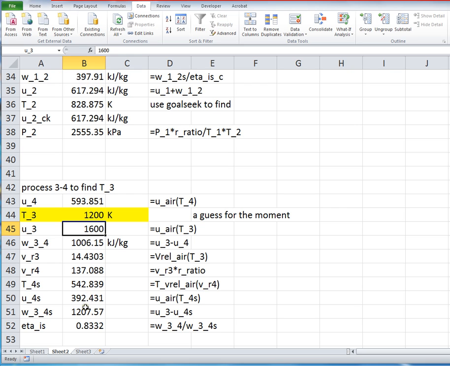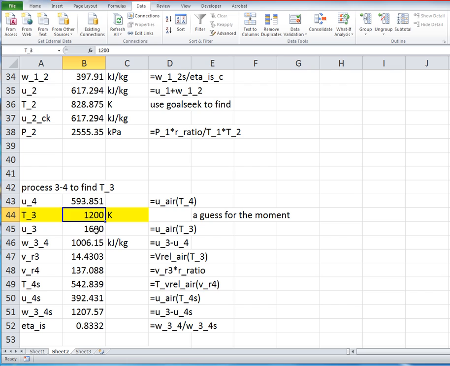calculate T4. So the idea is, just like you would do by hand, you would assume a value for T3, go through the calculations, calculate a T4, and then find out, does that match what it's supposed to be or not? And in this case, we don't have to compare it to T4. We can just compare it to the U4 that we know what it's supposed to be. So let's see how this works.